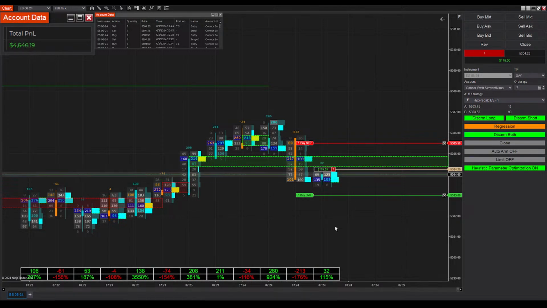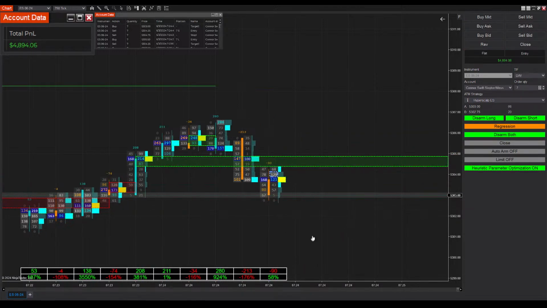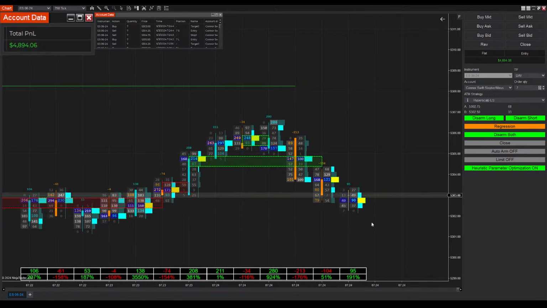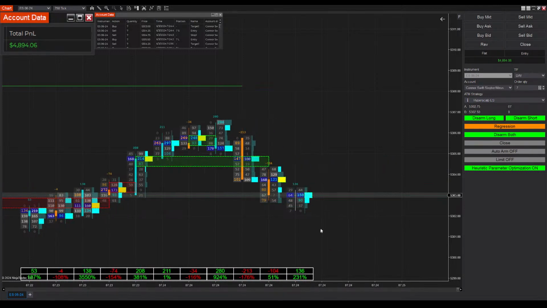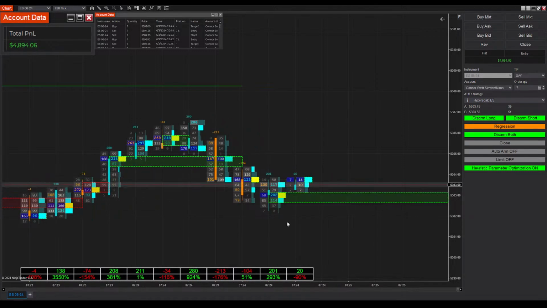Just got filled into a short position here. We end up winning that one, back up to 4,900. This is post commissions, by the way, so this is our total P&L after commissions.